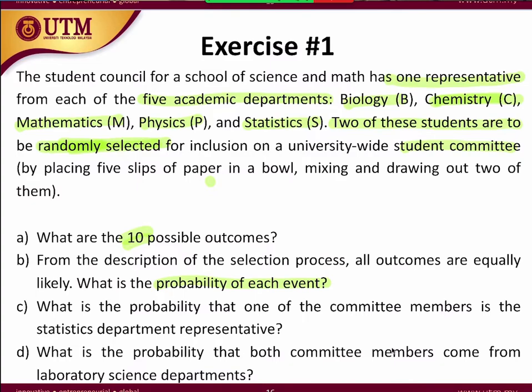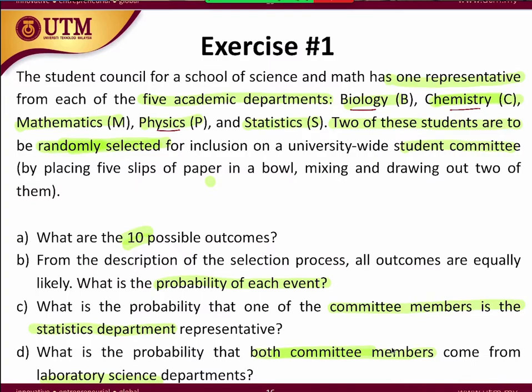Okay, possible event. And then it will ask, what is the probability that a committee member comes from statistics? Means that out of all of our sample space, what is the probability that 1 student from the statistics department will be chosen? And then the second question is the probability that both committee members come from the laboratory science departments. So what are the laboratory science departments? It's biology, chemistry, and physics. Means that both representatives come from these 3 departments. Okay, so that's exercise 1.